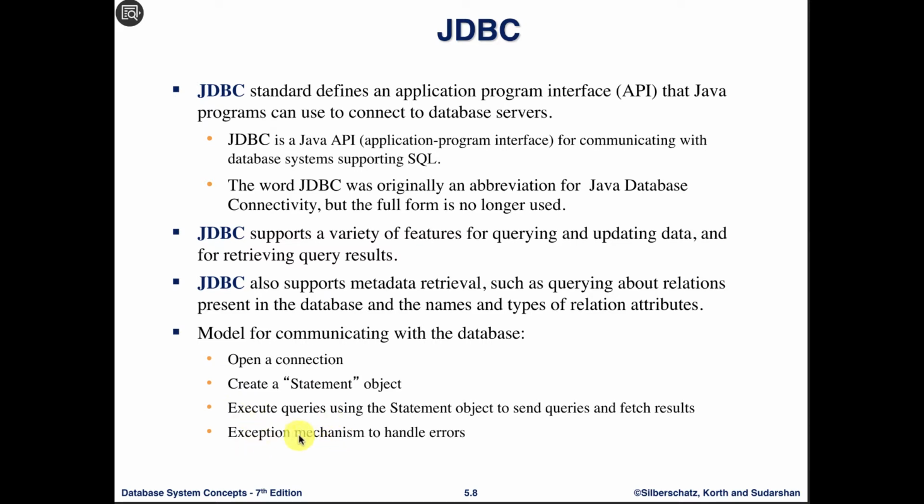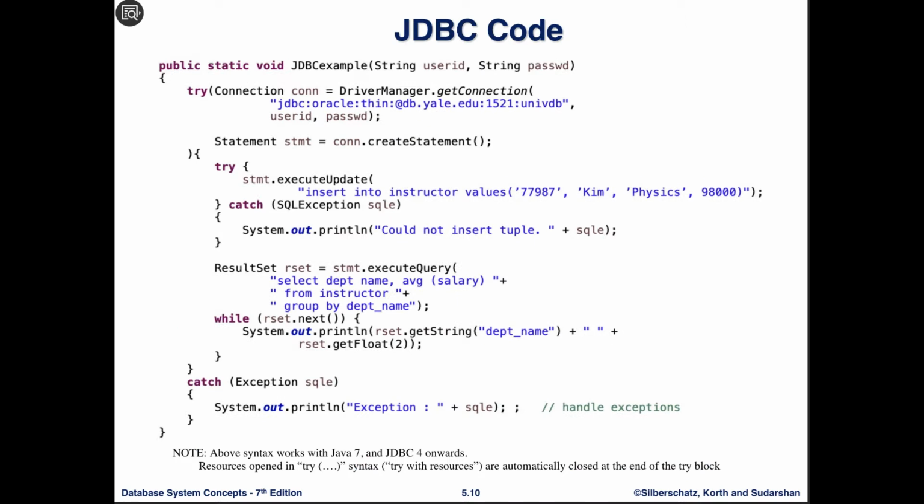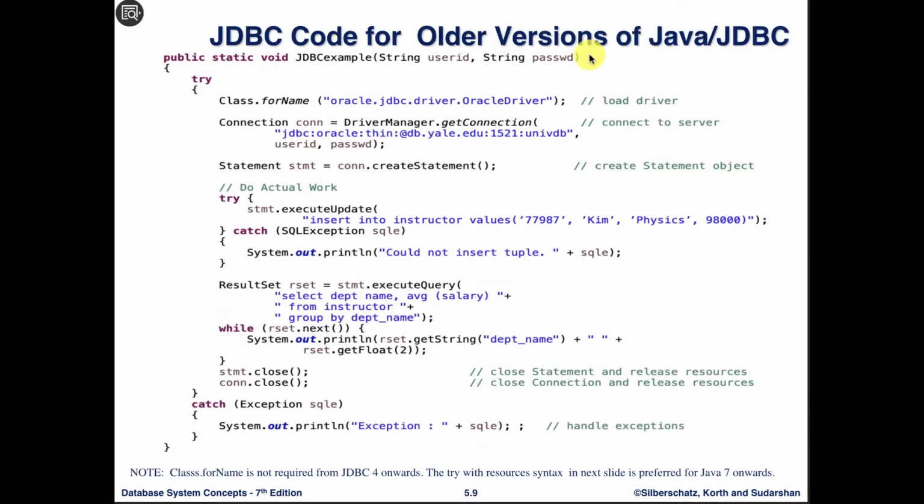Then, with any programming language, when you have a connection and open many objects, you need to figure out a way to handle any error. It might be a catch, or it might be a throw. This is just an example to give you an idea of how the code is going to look. This is the JDBC code for an older version of Java.